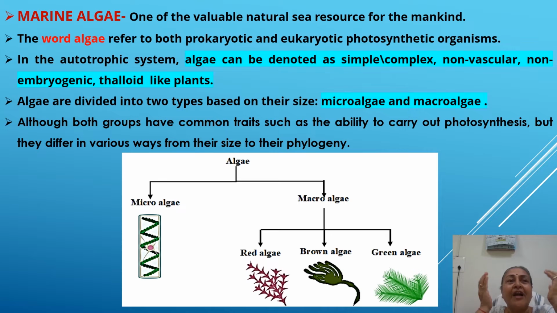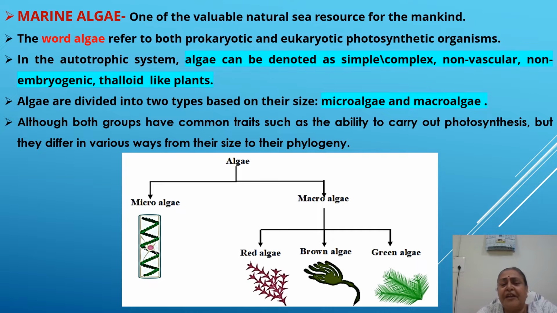I think I have to give a brief introduction to algae and the types of marine algae: what the types are and how they structurally differ from each other. So I will now conduct my talk on this. The word algae refers to both prokaryotic and eukaryotic photosynthetic organisms, and in the autotrophic system, algae can be denoted as a simple or a complex organism which has a non-vascular, non-embryogenic, thalloid-like plant body.